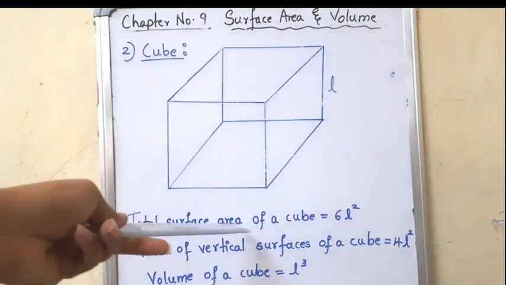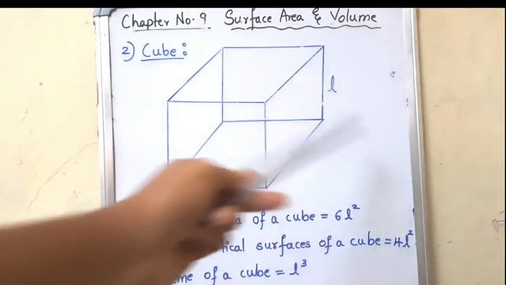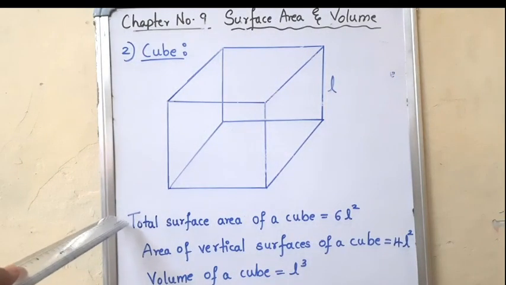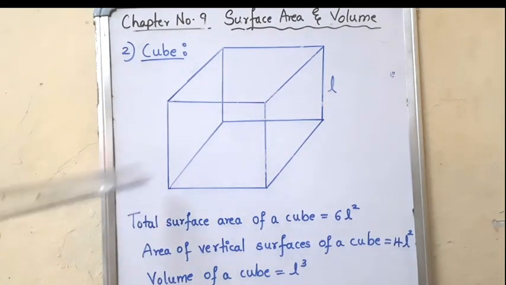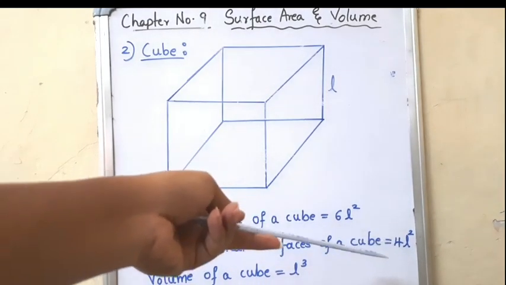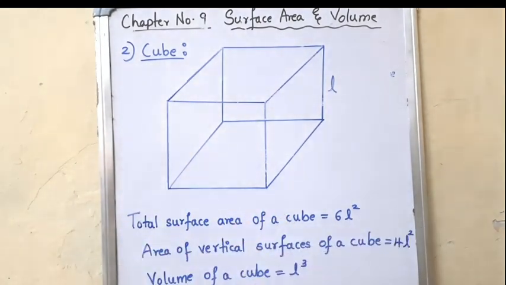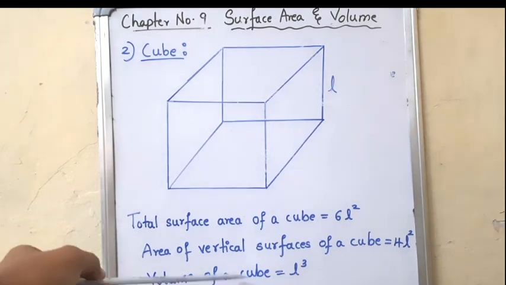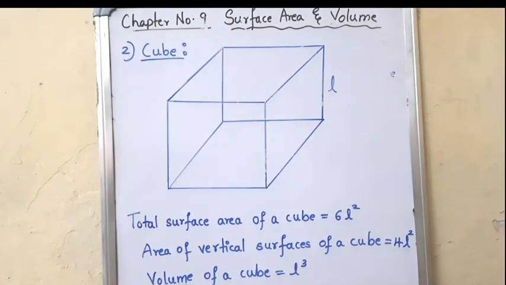So total surface area of a cube is equal to 6L square. This is your first equation which you have to learn by heart. Next, the area of vertical surfaces of a cube is equal to 4L square. Then the third equation you have to study is volume of a cube is equal to L cube. These are the three equations which you have to study in the cube.